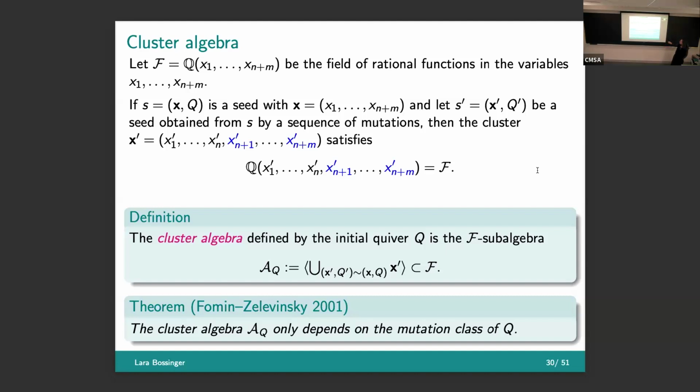Great, so this is my ambient field. Any seed that I get generates this ambient field, and then the cluster algebra is the subalgebra generated by all these cluster variables that I found along my mutation. Okay.